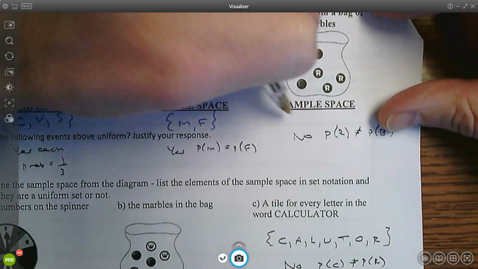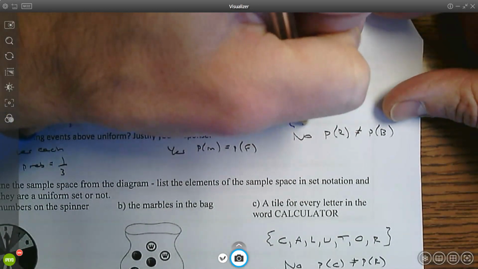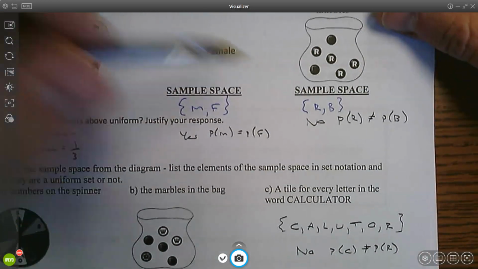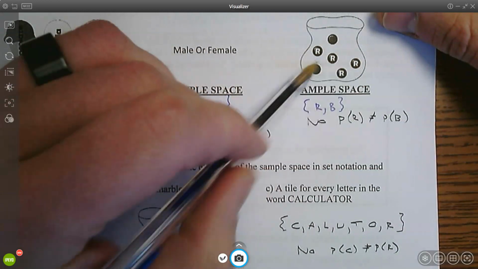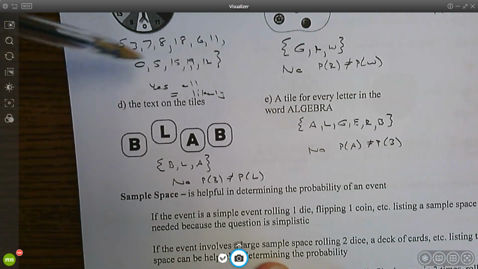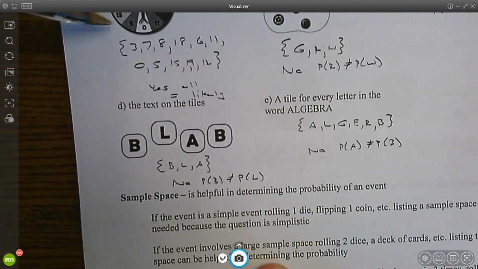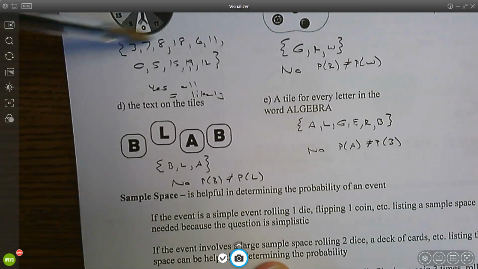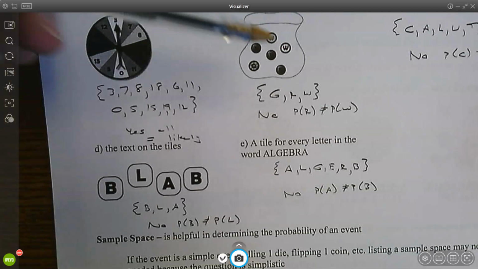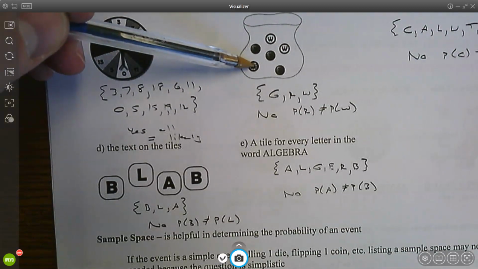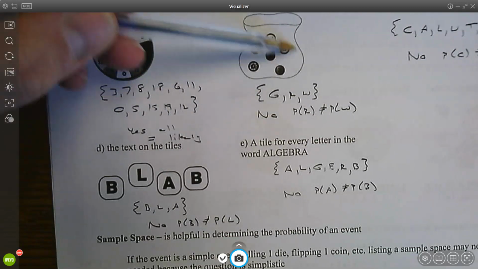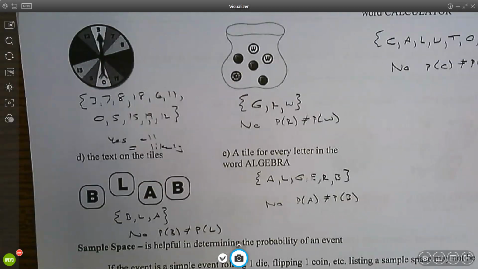The sample space for the marbles in the bag, it's kind of hard to see. You have red and blue. That's your sample space. These aren't uniform events because the probability that you get a red is not the same as blue. There's more red than blue. For the spinner, every single number occurred once. You might not be able to see, now I'm looking at this copy, some of the numbers. That's all right, but each number occurs once. This bag, you have less green than you do white and blue marbles, so they're not uniform.